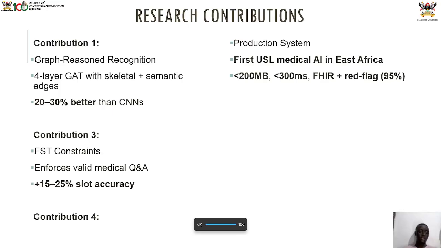and semantic edges, that is 20 to 30% better than the one of CNNs. Then also we have the FST constraints, that enforce valid medical question-answer logic, improving accuracy by at least 15 to 25%. Then we have the production system, the first Ugandan Sign Language medical AI in East Africa, under 200 MB, working offline, supporting red flag detection, at least 95% precision.